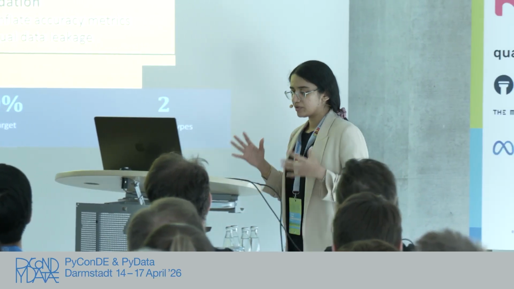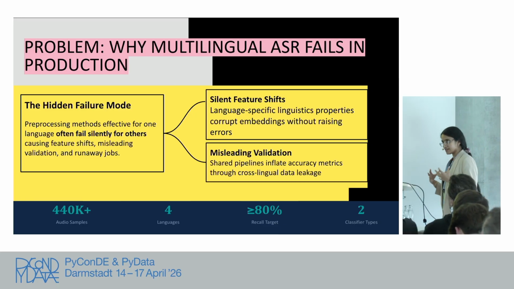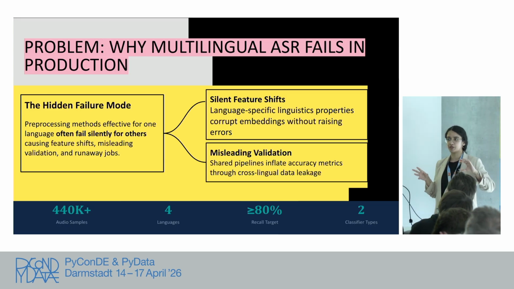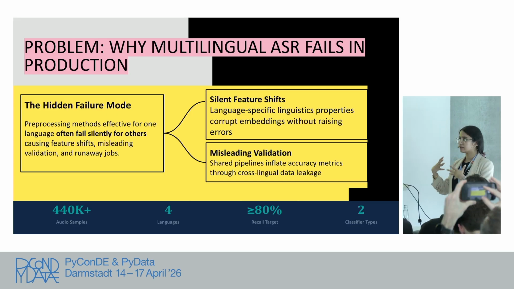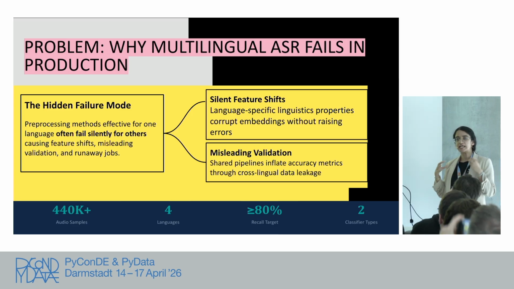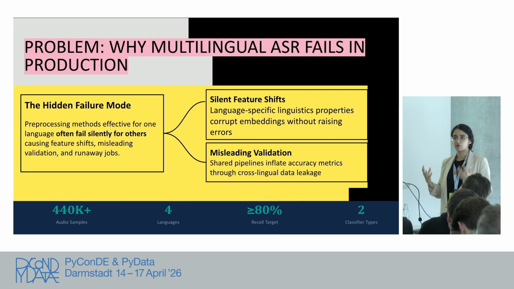Okay, so what is the problem statement? First, we want to build multilingual ASR systems, and where do they generally fail? We have audio samples from different languages, people speaking in English, German, Hindi, Korean, Mandarin, whatnot. If we are training the model using all the data itself, the model will hallucinate, which means the model will not be able to distinguish between the different languages and the patterns.